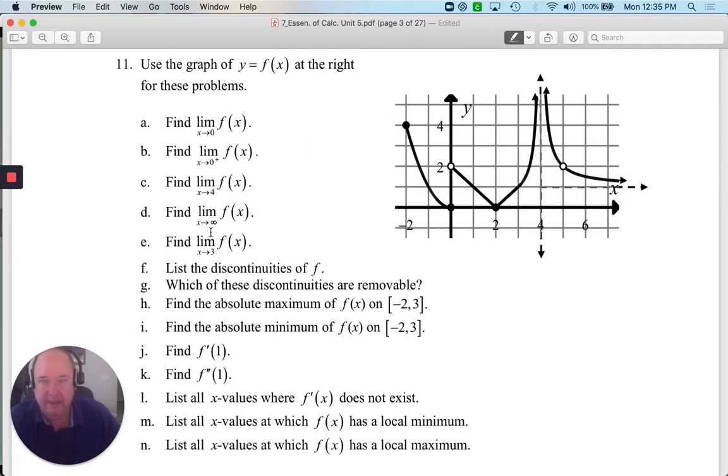What's the limit as x approaches infinity? That's the right end behavior. So where's the right end behavior going? To the asymptote, which is at 1. So the answer is 1.